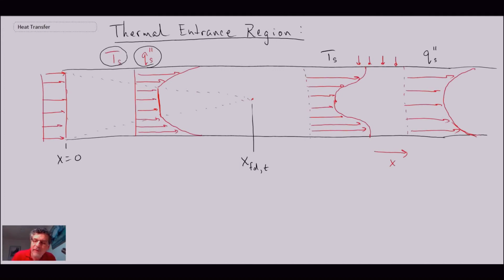Just like before, when we defined the length before we got to fully developed flow for the hydrodynamic boundary layer, we can do the same thing for the thermal boundary layer. Beginning with laminar flow, the growth of our thermal boundary layer, non-dimensionalized by pipe diameter, is approximately 0.05 times the Reynolds number based on diameter, which is what we saw earlier for the hydrodynamic case. But then we multiply it by the Prandtl number.